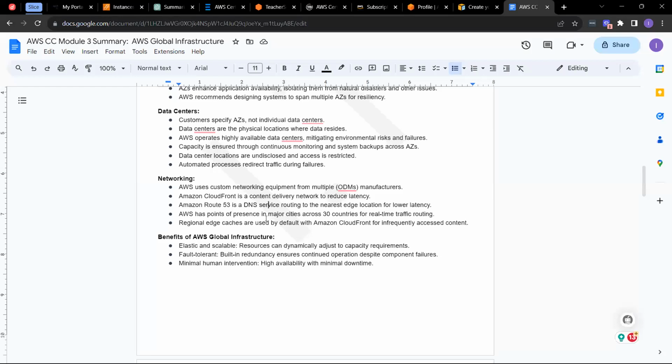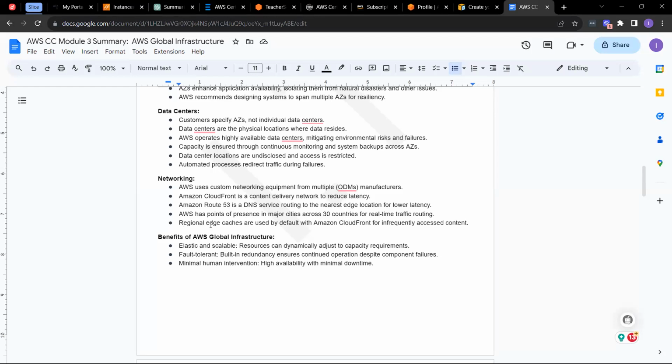Route 53 is a DNS service, right? It also routes to the nearest locations. So DNS is mostly like a domain name service, that's basically it. It converts domain names to IP addresses, so computers can speak to each other. And they say they have presence across 30 countries.